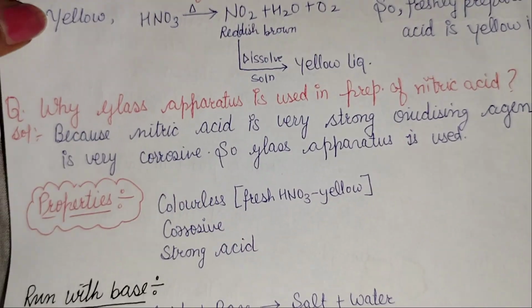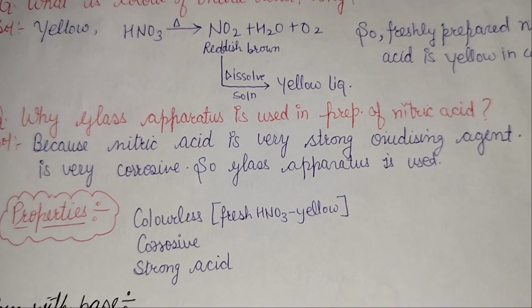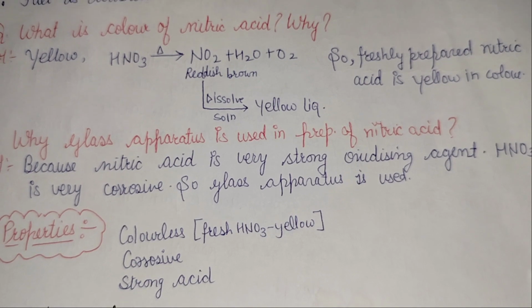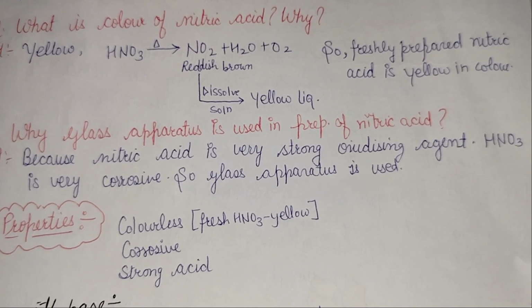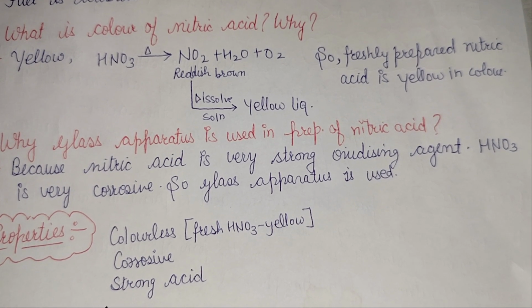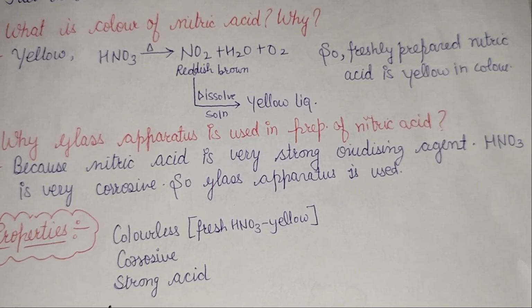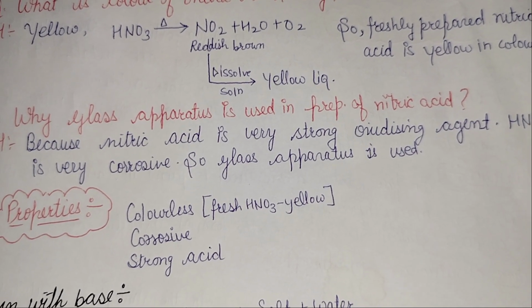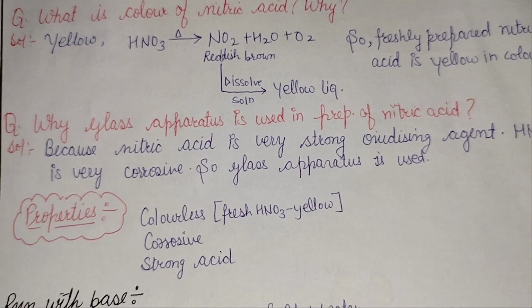Then the next question is why glass apparatus is used in the preparation of nitric acid. The reason is we all know nitric acid is a very strong oxidizing agent. So HNO3 is very corrosive, like it will decompose many things. So glass apparatus is used because it will not be damaged.